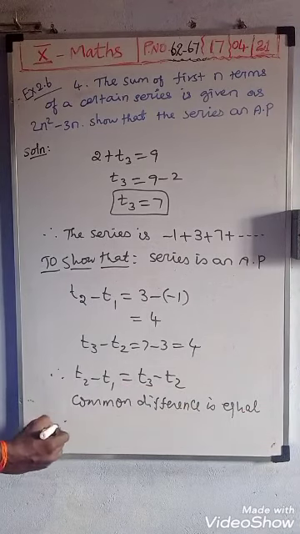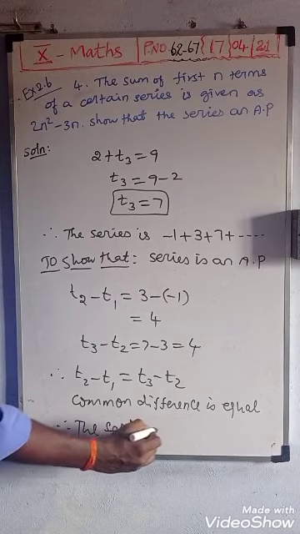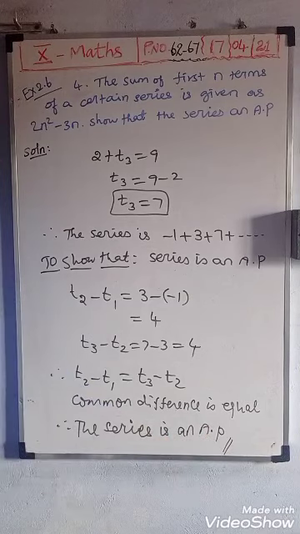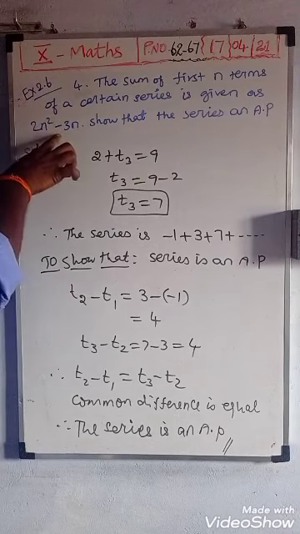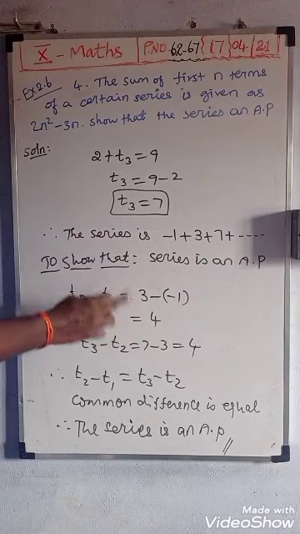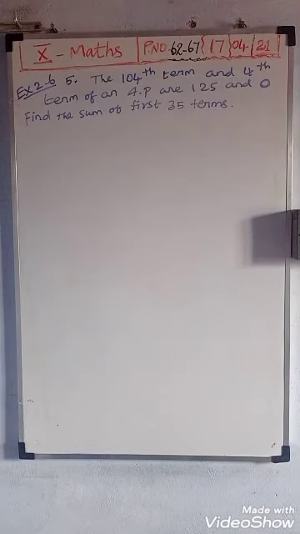Therefore the series is an AP. This only we want to show. So the given series is an AP. Here the series is not given; instead of the series, the Sn term is given. So using the Sn term, you find the series, and after that you check whether it is an AP or not. We checked that the common difference came equal, so this series is an AP. That's all.